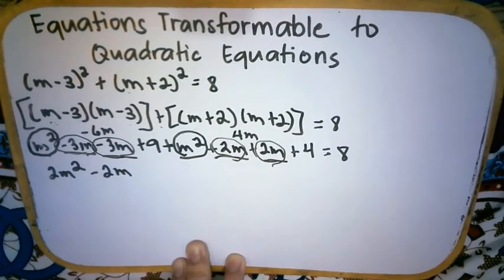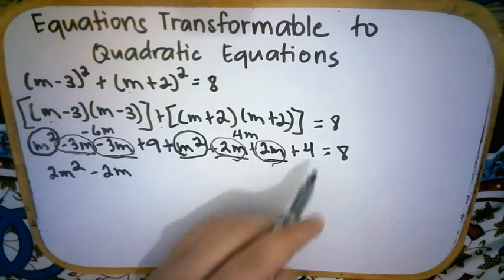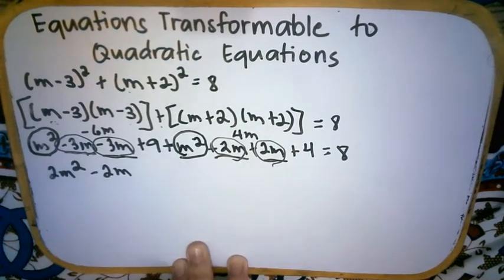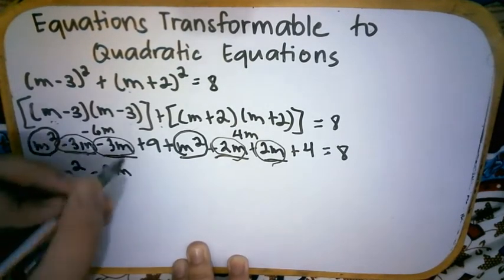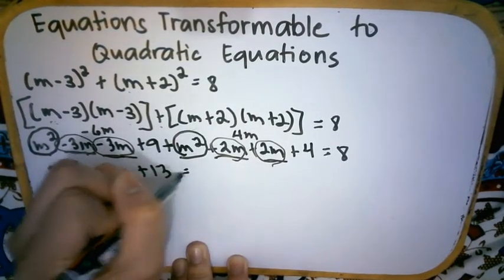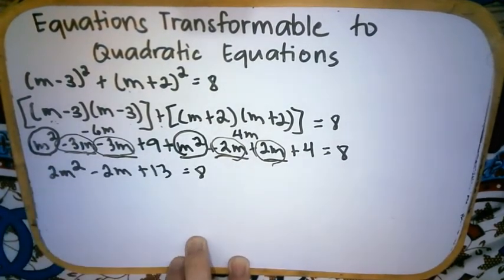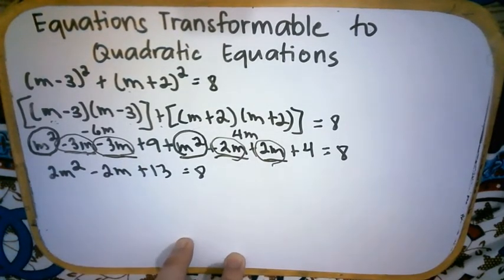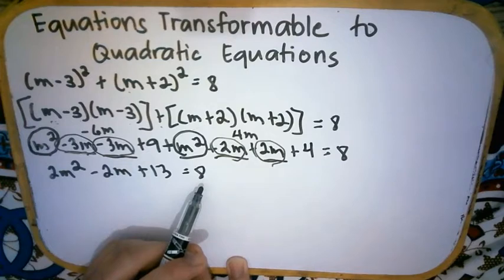So bilugan ulit natin. And then kung mapapansin natin, ang natira na lang ay 9 and 4. And of course, we can still combine those. So 9 plus 4 is equal to 13. And then equals to 8. So ngayon, simple na yung ating equation. But we are not yet done since we have still 8 on the right side. So we need to make it standard.